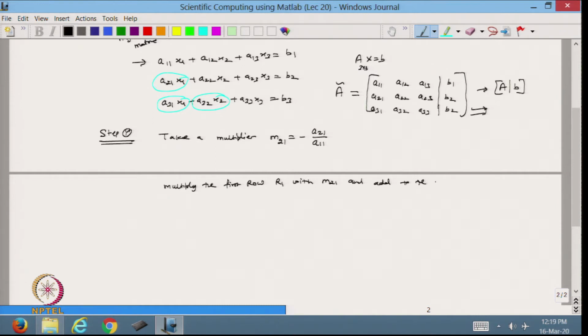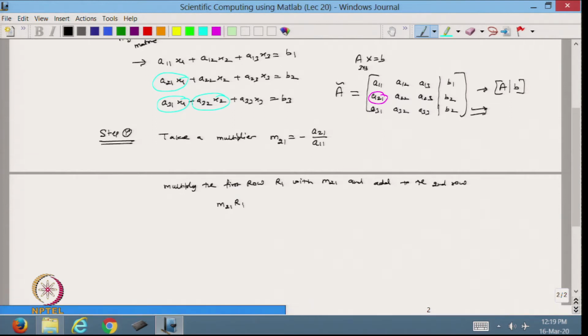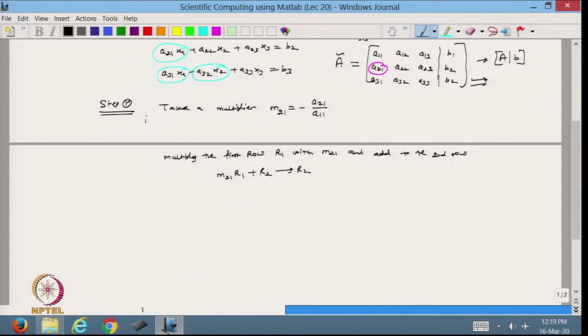to the second row, because I want to make this element 0. So, that is my condition. I will multiply the first row with M21 and add to the second row. I can write this as M21 R1 added to R2, and the effect goes to R2. So, this I am going to do first.